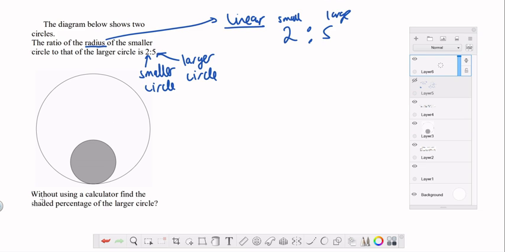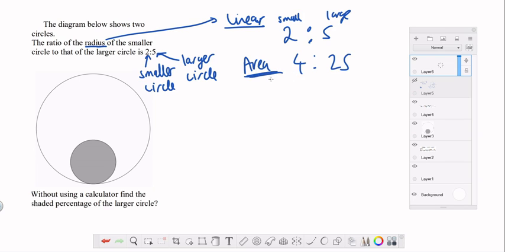But here, if you look at the question, without using a calculator, non-calculator, find the shaded percentage of the larger circle. Now, when it says shaded, it's talking about area, right? So when you shade something, it's talking about area. So when we're dealing with area, we need to square these linear numbers. So 2 squared is 4, 5 squared is 25.